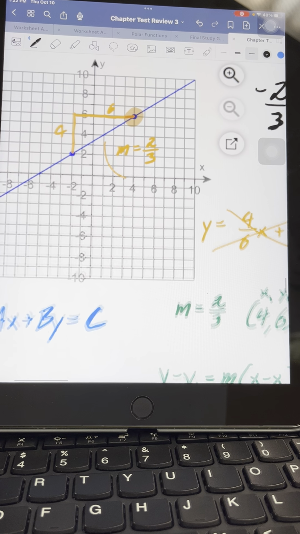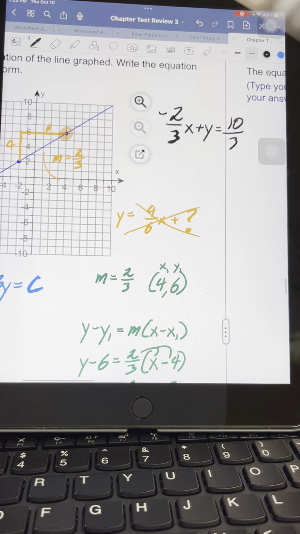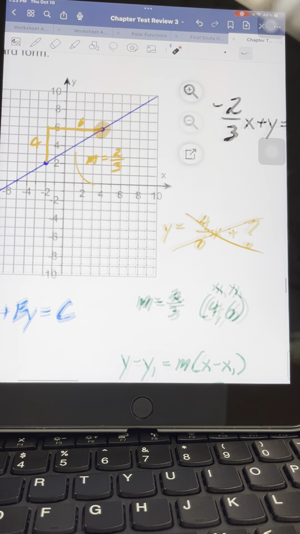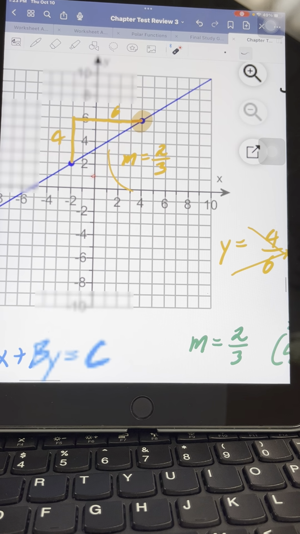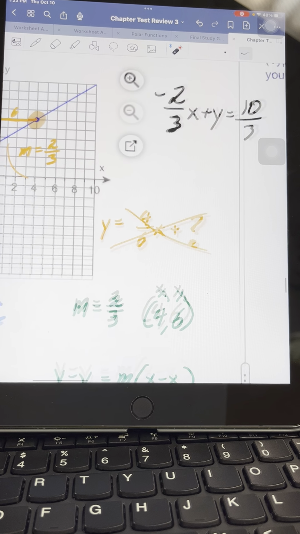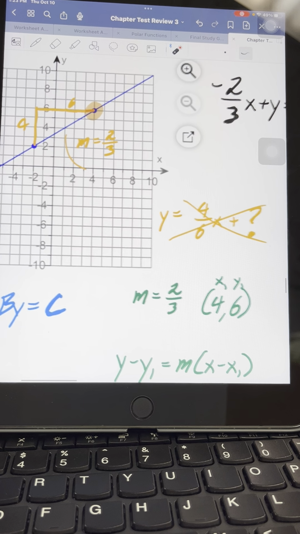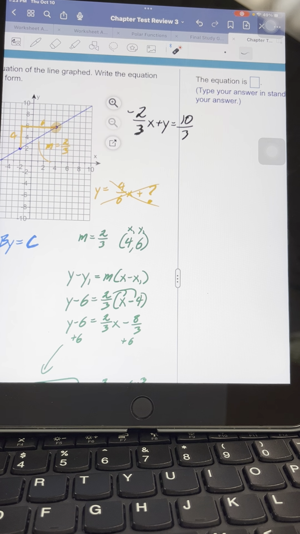Now, if I take out my x, with my x at 0, what's my y going to be? 10/3, which is about 3.1. Not 3.1, 3.33, right? Because what's 10 divided by 3? It's going to be 3.3333 repeating. So this looks about 3.33.